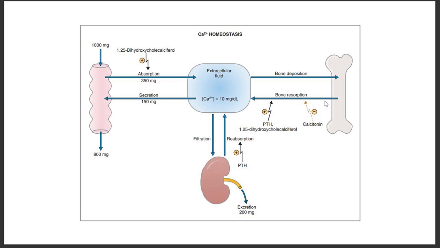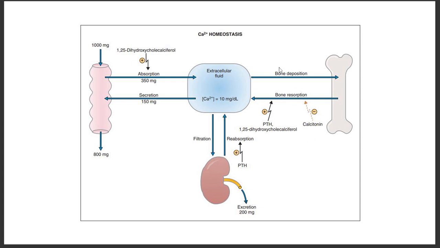On the bone, parathyroid hormone will stimulate bone resorption, okay, and that increases the calcium in blood. And that is still also with the effect of 1,25 dihydroxycholecalciferol. The opposite to parathyroid hormone is calcitonin, which is produced by the C cells of the thyroid gland. And what this does is that it inhibits bone resorption.